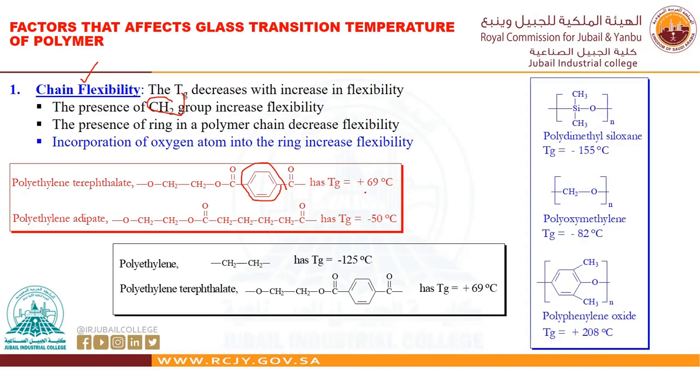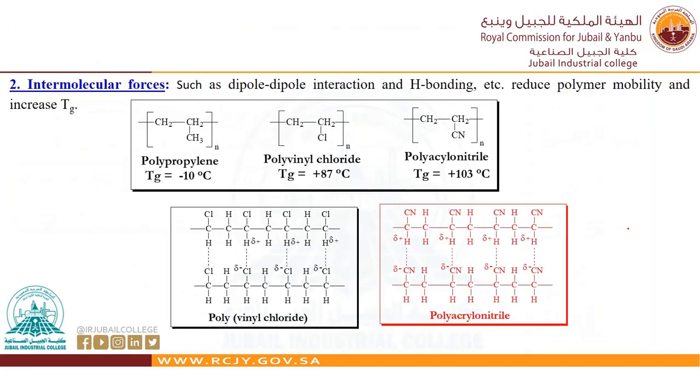When you compare these two polymers, polyethylene terephthalate and polyethylene adipate, this one has a benzene ring. Because of that, the flexibility will decrease and therefore it will have a high TG. This one has CH2, which increases flexibility, so it has a very low TG, but when you incorporate a benzene ring into it, you end up with a high TG. Similarly, when you have oxygen in the polymer chain, it gives you flexibility, and that will decrease the glass transition temperature. So the higher the flexibility, the lower the TG.